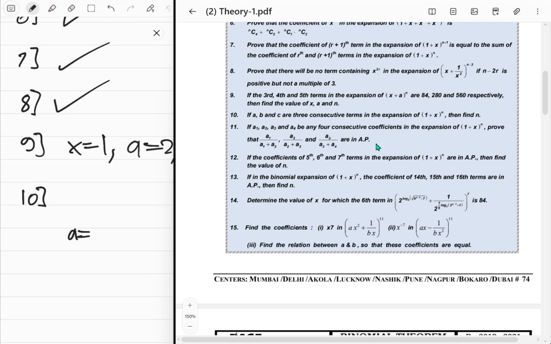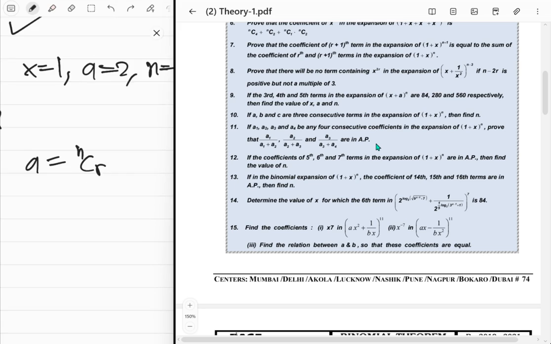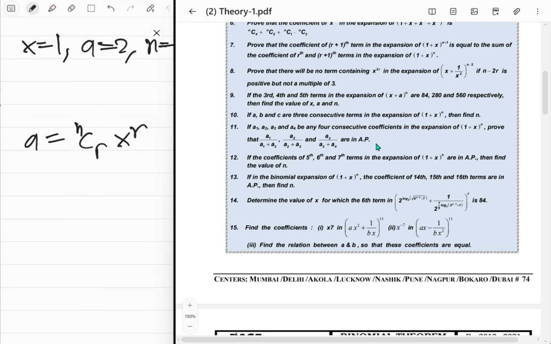Just from A, B, C, how can you figure out everything? You don't even know what r is. Okay, just think about it. A is equal to nCr times x power r. B is equal to nC(r+1) times x power r+1, and then C is equal to nC(r+2) times x power r+2. And from that, you want to figure out what n is. Okay.